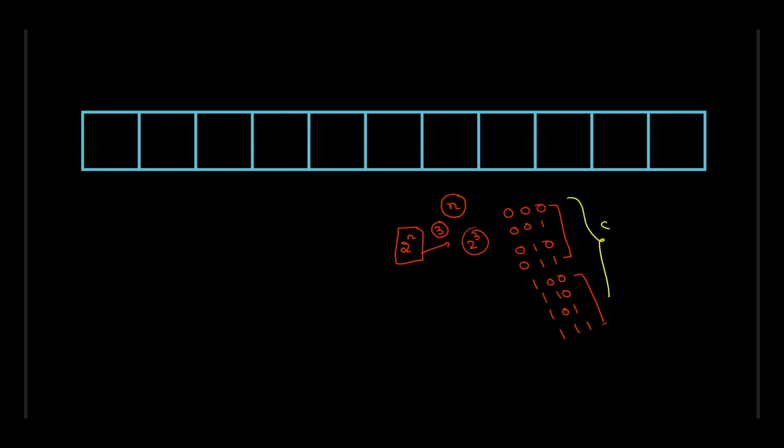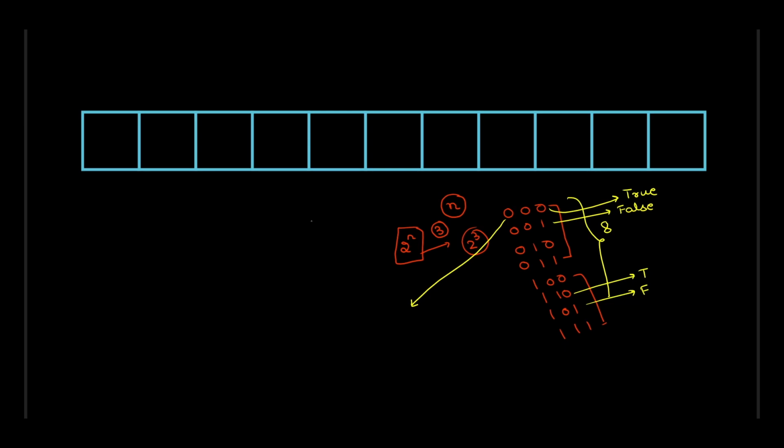Okay. Now the problem says that for each bit mask, so each bit mask has a number associated with it. Each bit mask has true or false written with it. So suppose this is true and this is false, this is true, this is false, and so on.